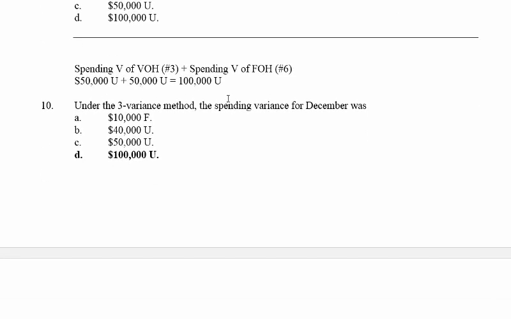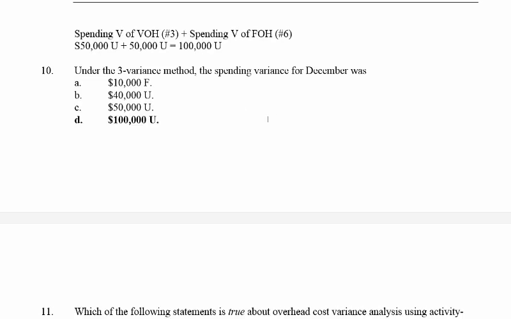Number 10, they want us to calculate just the spending variance. And that is the total of the spending variance for variable overhead netted with the spending variance of the fixed overhead. Both of those, again, were calculated farther up above. We've got $50,000 unfavorable for the spending variance for our variable overhead, and then a $50,000 unfavorable spending variance for our fixed, for a total of $100,000 unfavorable spending variance.